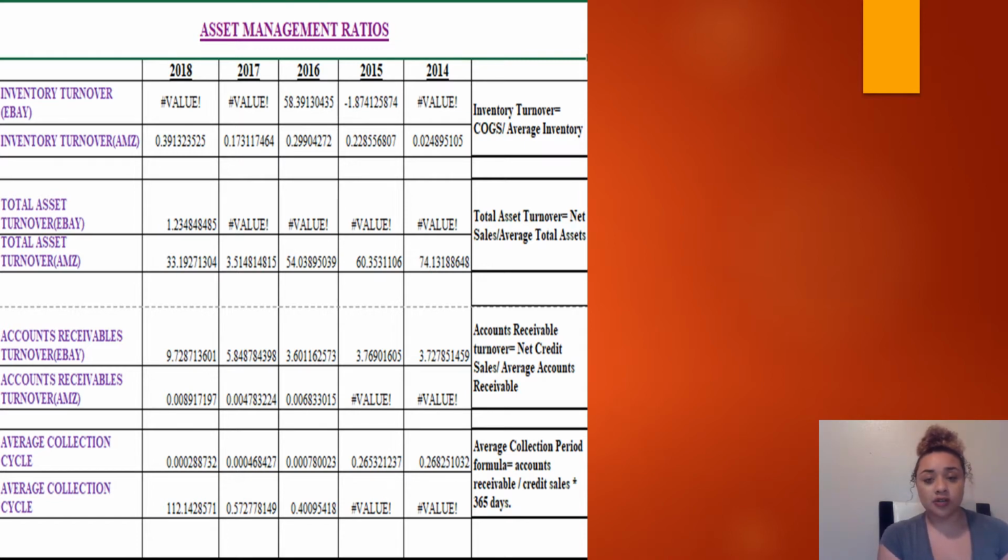Since the receivables turnover is a measure of a business's ability to efficiently collect receivables, it makes sense that a higher ratio would obviously be more efficient, and a lower ratio is going to be less efficient.